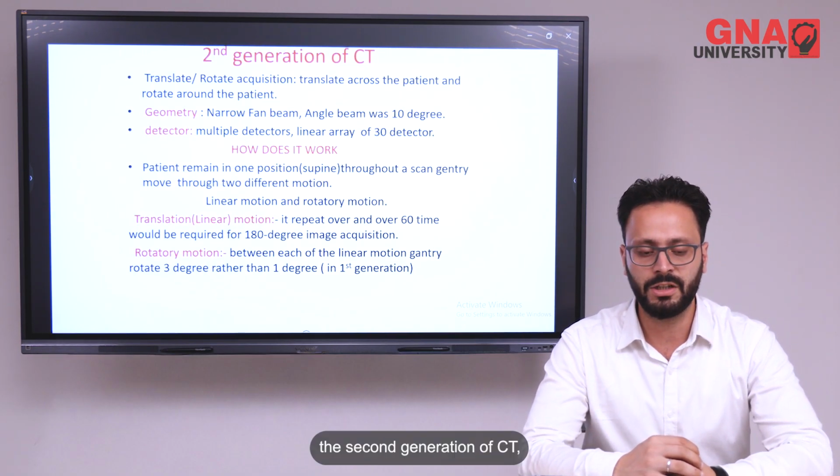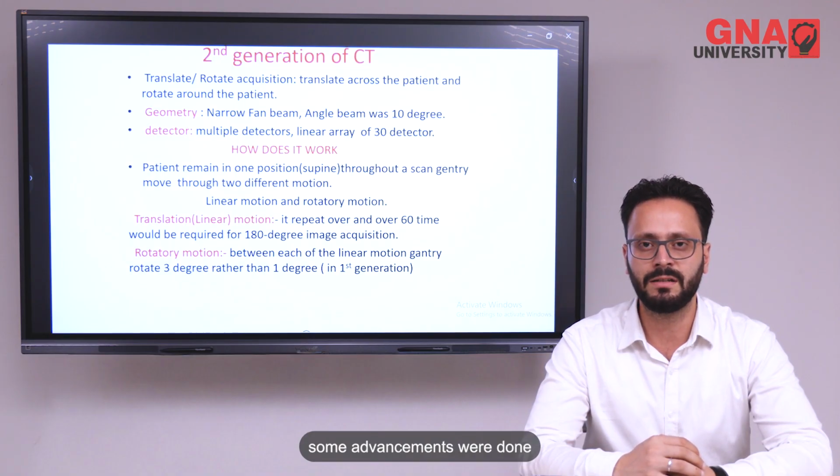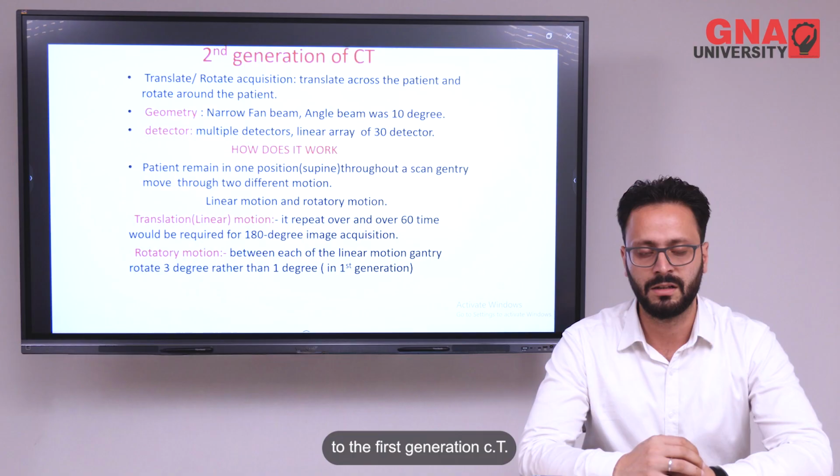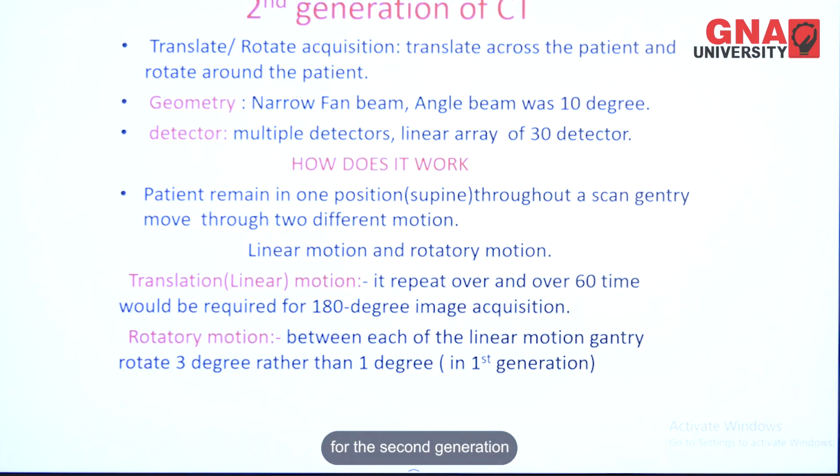Then in the second generation of CT, some advancements were made to the first generation CT. Again, the geometry for the second generation was the same. The translate and rotate motion means the tube and the detector rotated around the patient, acquiring a slice. Then after that, we have to forward the patient using the patient table, and that motion is known as translate motion. Here, the geometry for the beam was changed from pencil beam to narrow fan beam. Means a wider beam was used, and the angulation was about 10 degrees.